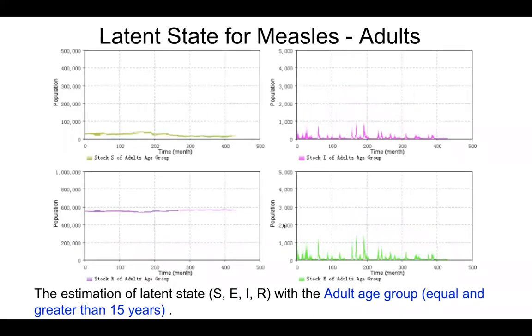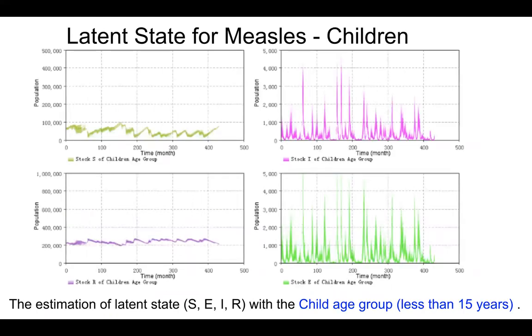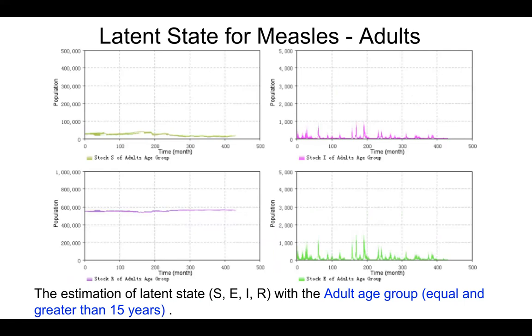And also these four figures show the latent state of the adult age group. Similarly, the particle filtering model is also quite sure of the latent state of the susceptible, infectives, recovered and exposed of the adult age group. So those eight figures show that the particle filtering model is quite sure in estimating and grounding the latent state of the age stratified measles model, where we divided two age groups, adult and children.